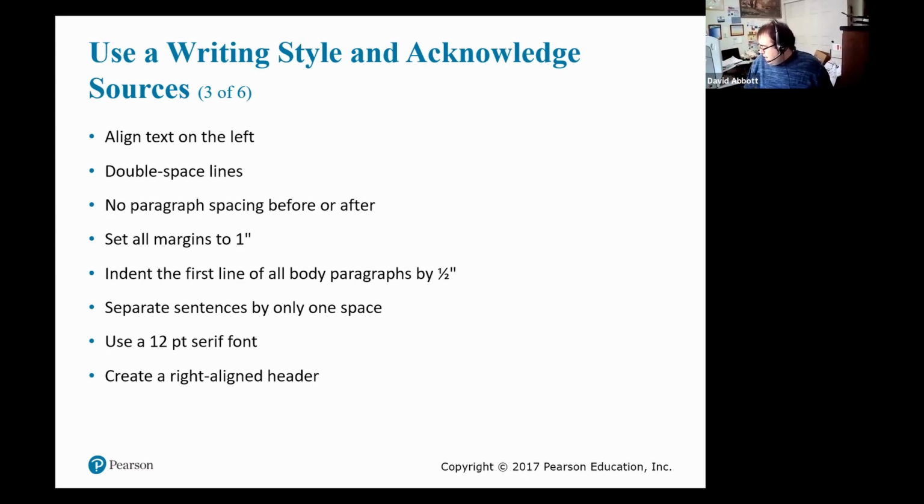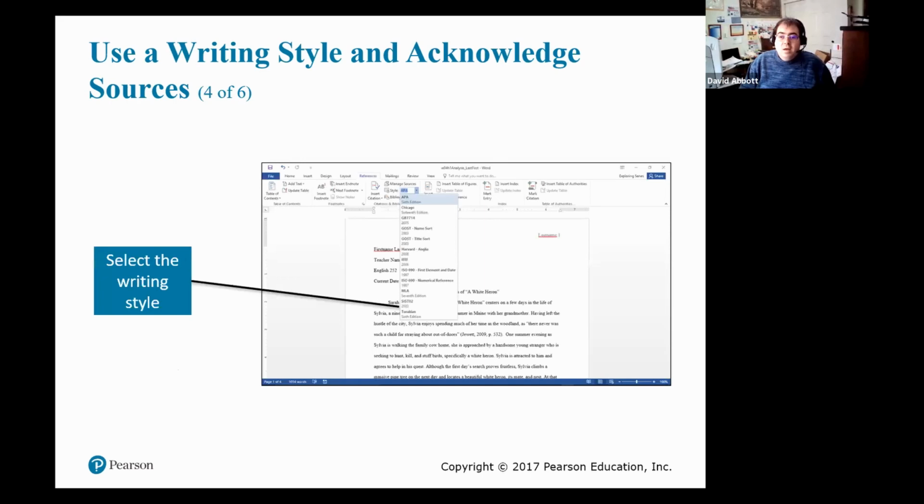Create a right-aligned header, including the page number, positioned 1/2 inch from the top of the page. So for example, MLA, it would be last name and then the page number. So for me, it would be Abbott, then Abbott 1, Abbott 2, Abbott 3 at the top. APA is a little bit different. They have what's called a running head. So you'll just have to find out about that in particular.